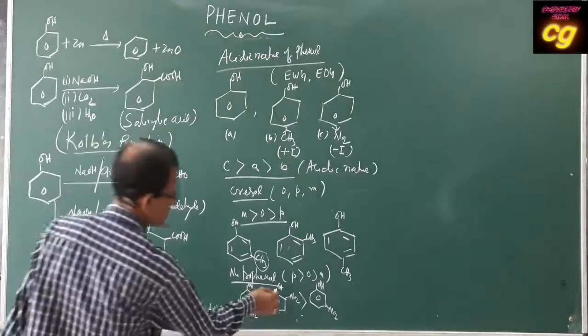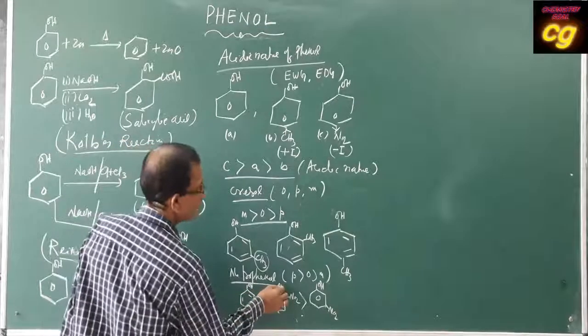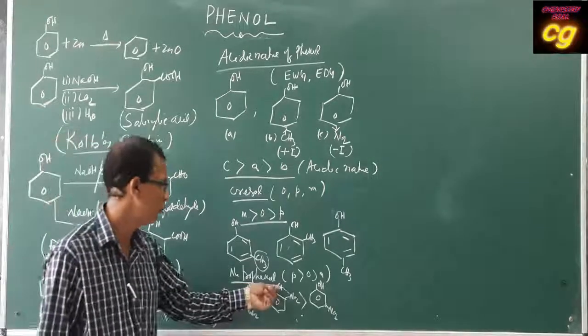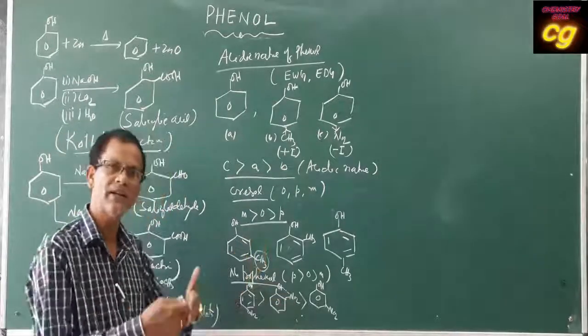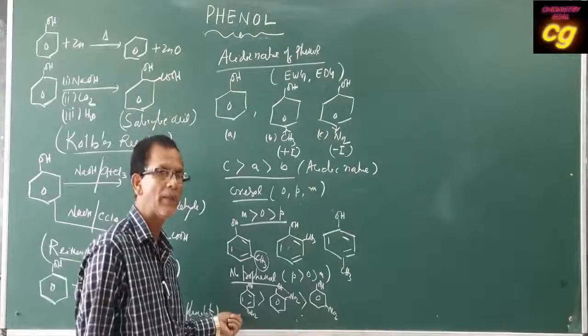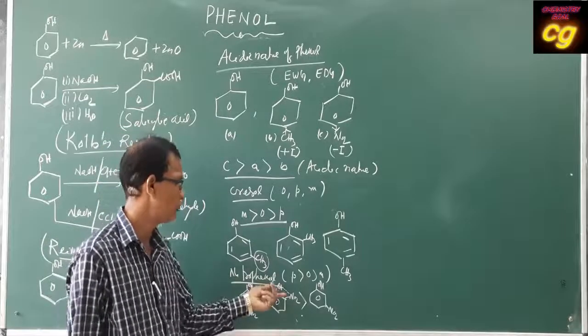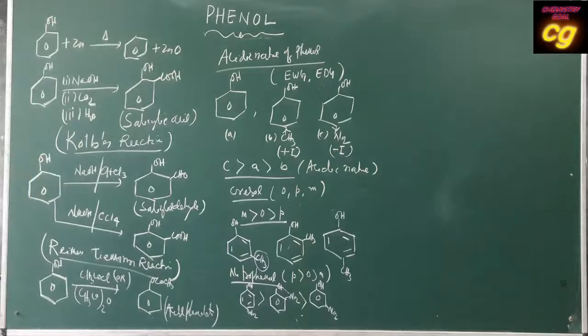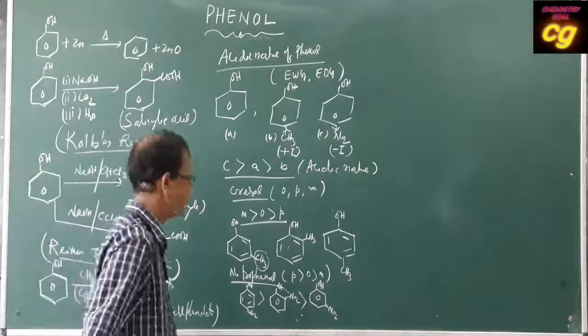Why in case of ortho is the acidic character less? Because of hydrogen bonding. Due to intramolecular hydrogen bonding between the OH group and the NO2 group, the acidic character is less compared to para. That's why para, then ortho, then meta. This is regarding the acidic character of phenol derivatives, that is plus effect and minus effect.